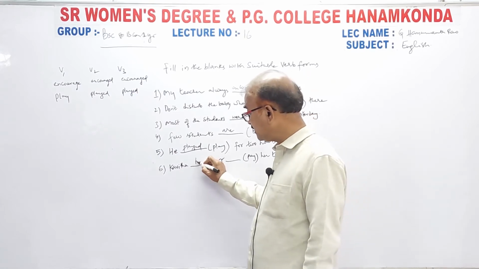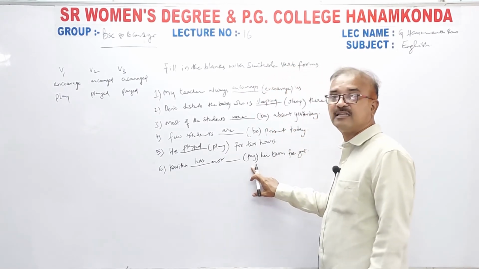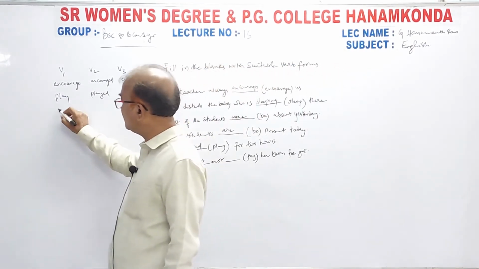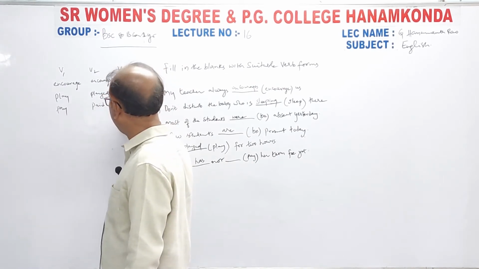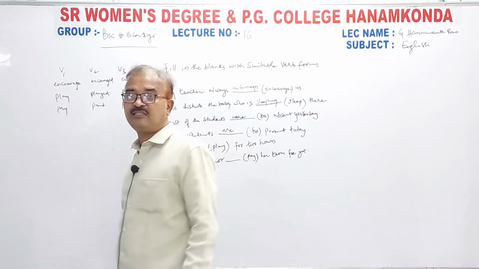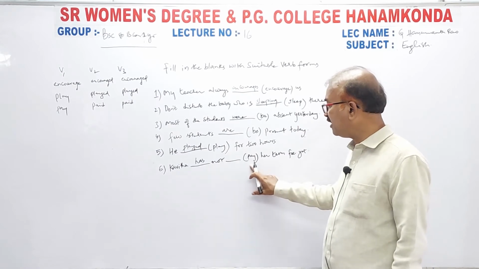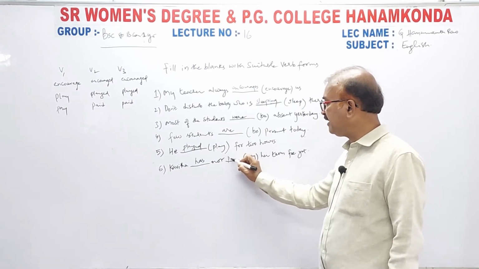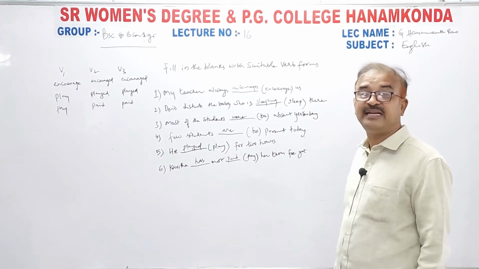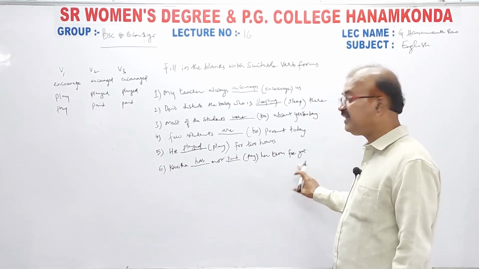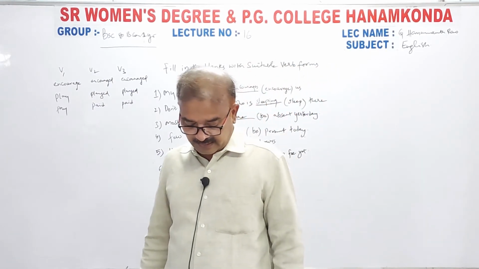Kavita has not, and what is this? P-A-Y, pay. Check this. P-A-Y, pay, present tense. Past tense is paid. Past participle is also paid. So check this. Kavita has not, what is that? What do we get here? P-A-I-D, that is the third form. Kavita has not paid her term fee yet. Okay, next one.